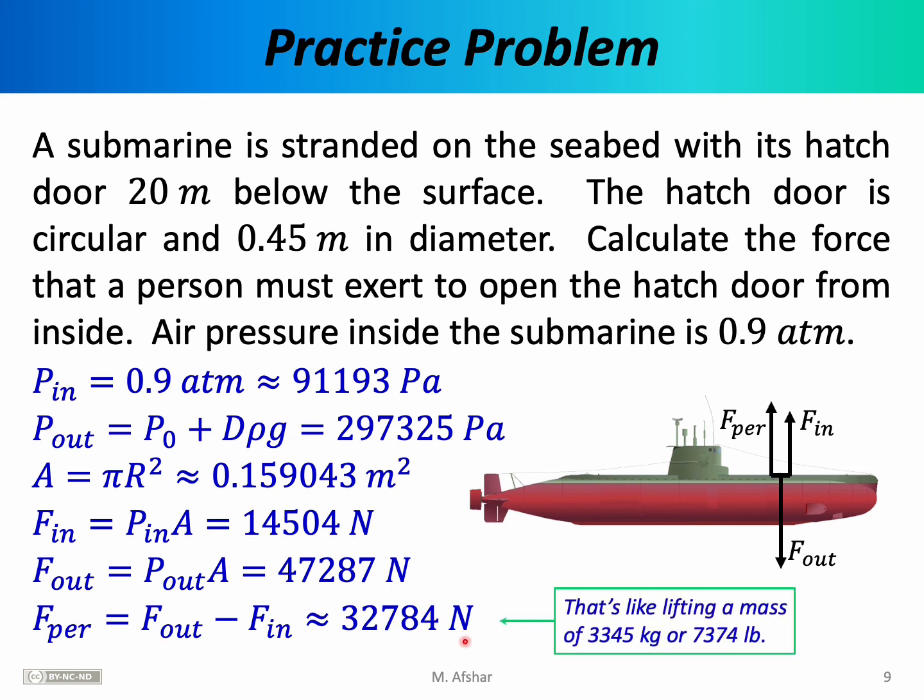If you divide it by 9.8, you see that this is the force that's required to essentially lift a mass of 3,345 kilograms. So lifting this kind of a mass is quite difficult, and therefore opening the hatch door of a stranded submarine is nearly impossible unless there is a mechanical device to help you.